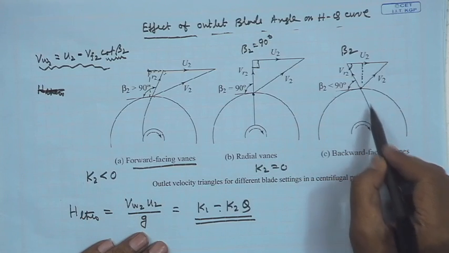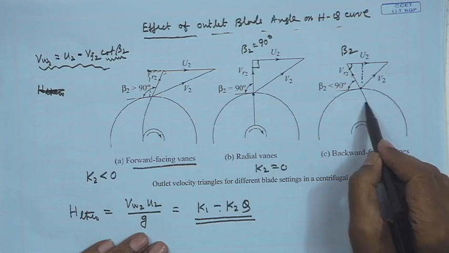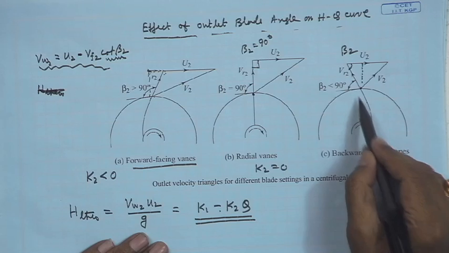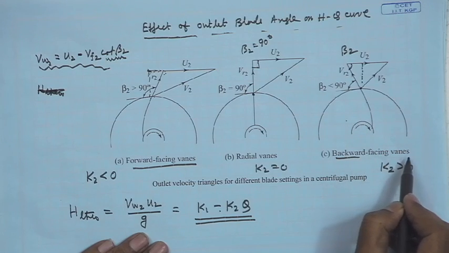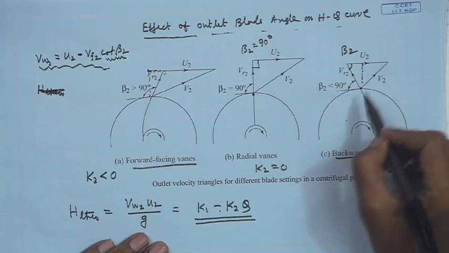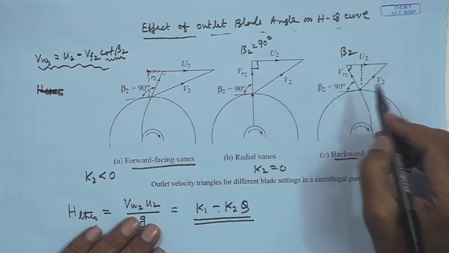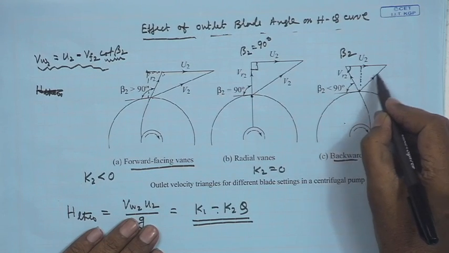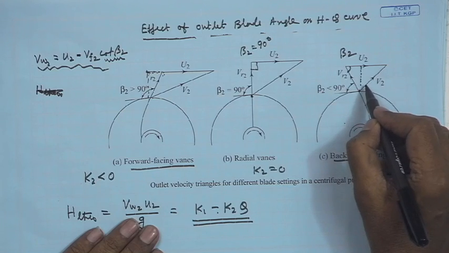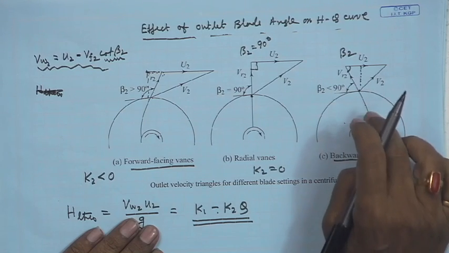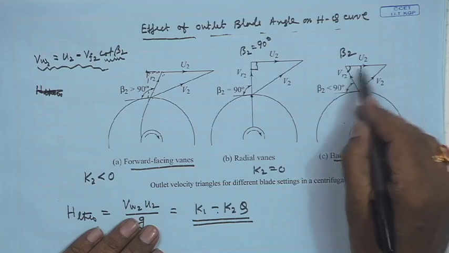Here the blade is in this shape, where the curvature is in the opposite direction of the rotation. This side is the curvature, that is known as backward facing or backward curved blade. This type of blade is usually preferred, which I will tell you about afterwards. And here the velocity triangle is like this, which we deduced earlier. We took this type of impeller blade and the velocity triangle is like that.